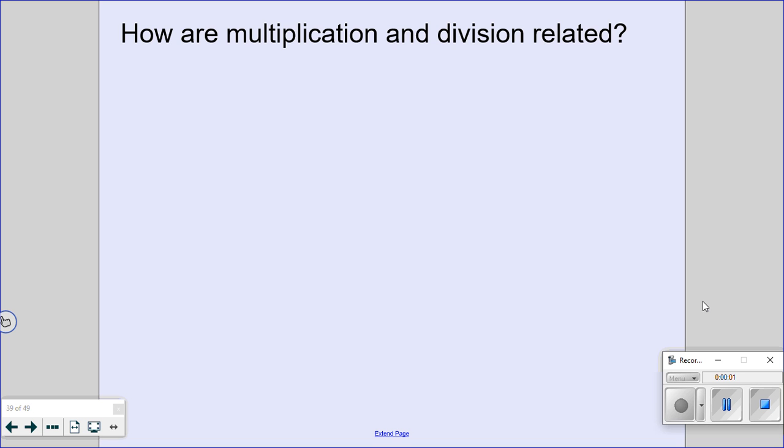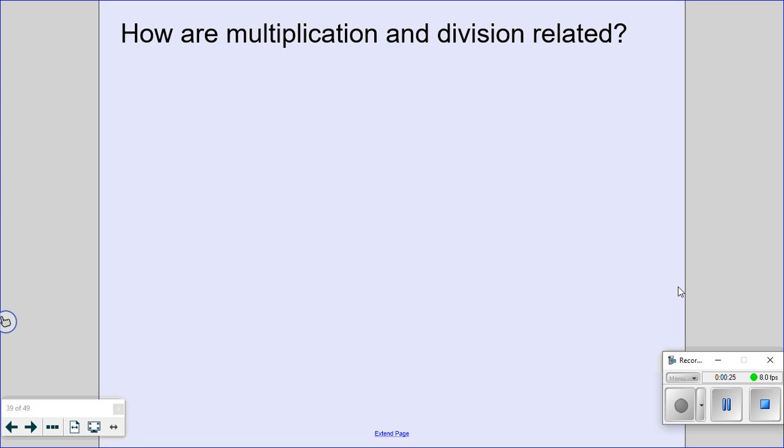Page. This is your title. Today we're going to continue talking about multiplication and division, and we're going to be looking at how they are related. Most of you, I think, already have some thoughts about how they're related, which is awesome. Today we're going to talk about it more. So go ahead and get this title down, please.